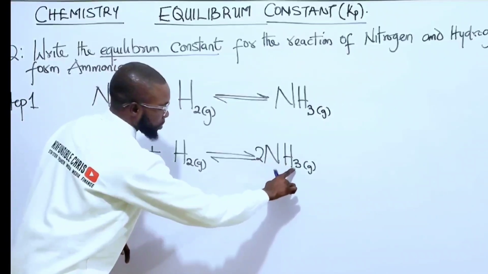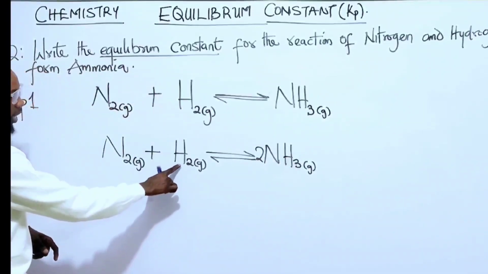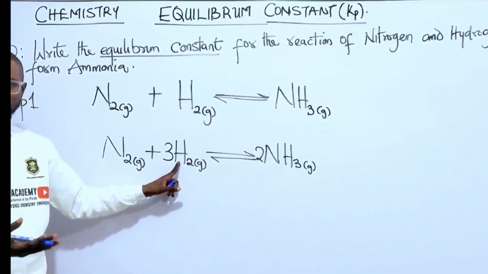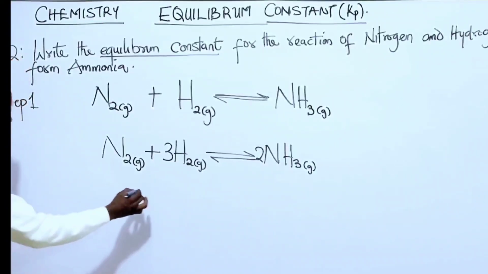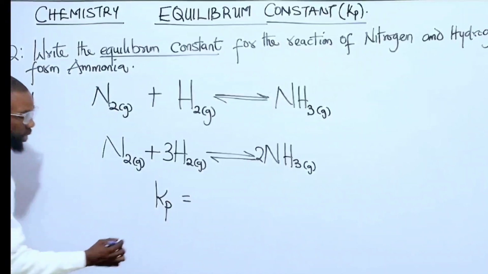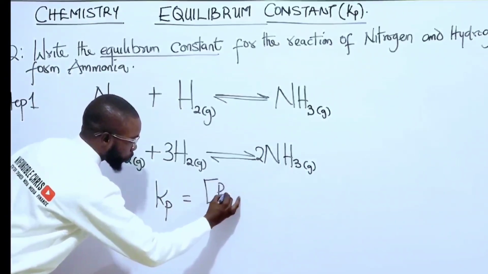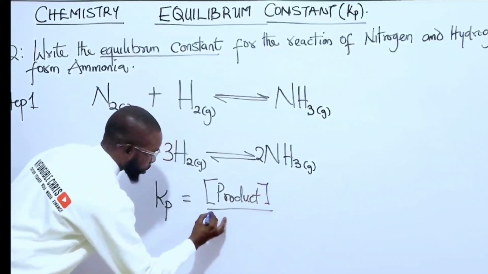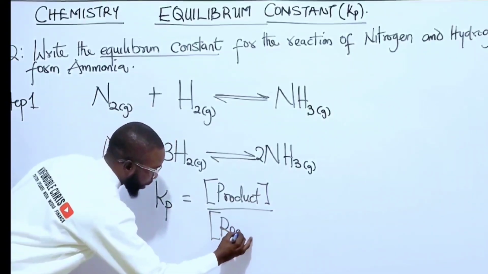But then I have 2 times 3 giving me 6 hydrogen, but I have 2 here. I simply put 3 here. 3 times 2 giving me 6 hydrogen. How do I write my equilibrium constant? My Kp. Well, fully aware that my equilibrium constant is the concentration of product to that of the concentration of reactant.